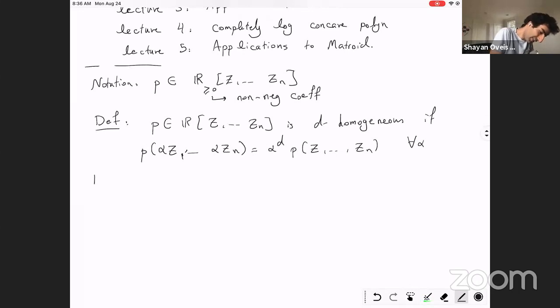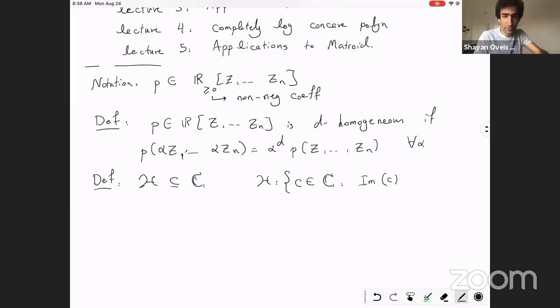Another definition, and then two more. I'm going to use this set H, which is a subset of the complex plane. Basically, H is the set of points in the complex plane such that the imaginary value of c is positive. So this is the upper half of the complex plane.